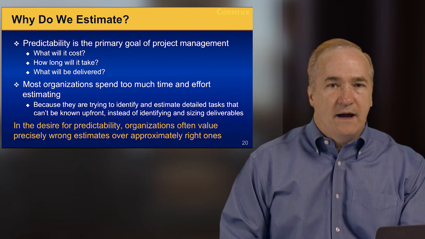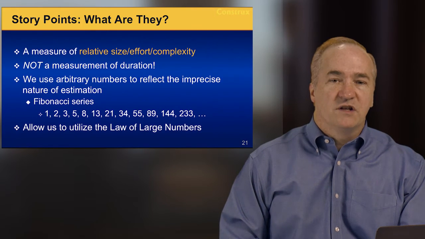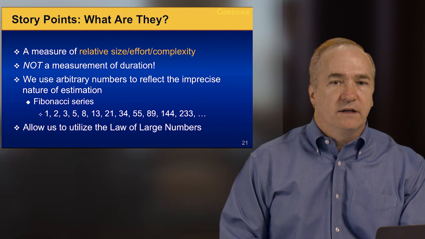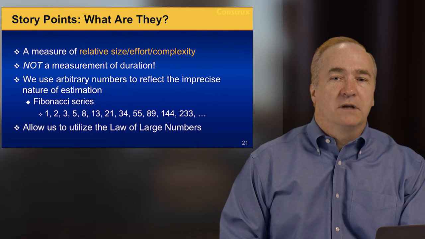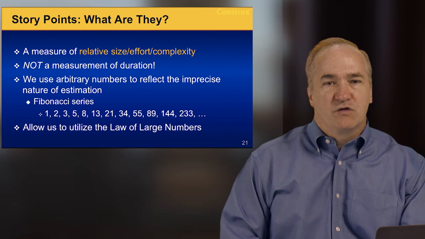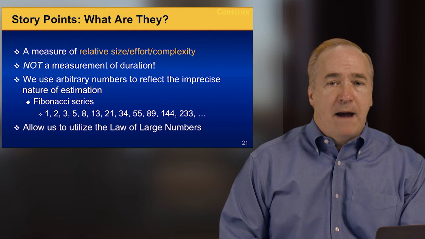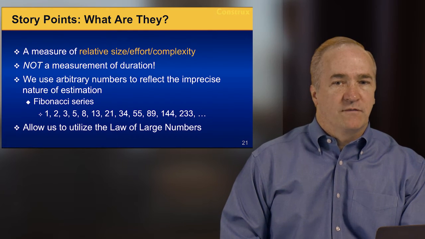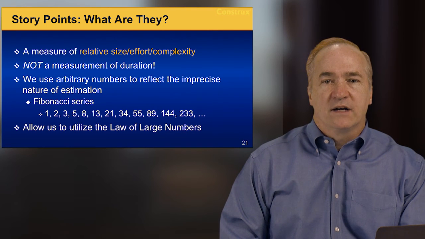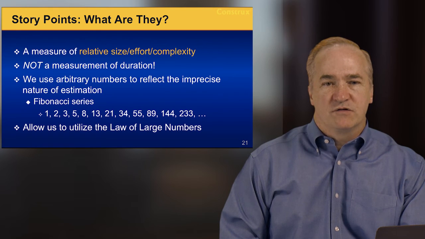So how do we estimate effort and not duration? Well, in the Agile world, we've solidified around the concept of story points. So what is a story point? It's a measure of relative size, effort, or complexity. All those factors combine to give us an effort estimate. What story points aren't is a measurement of duration. They map to duration, but they're not a direct measurement of duration. Something else story points don't reflect is uncertainty. We'll handle uncertainty with velocity, which we'll talk about later in this lecture series.